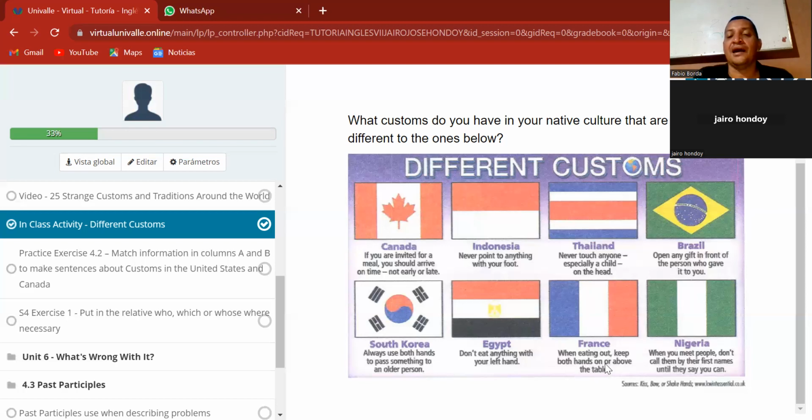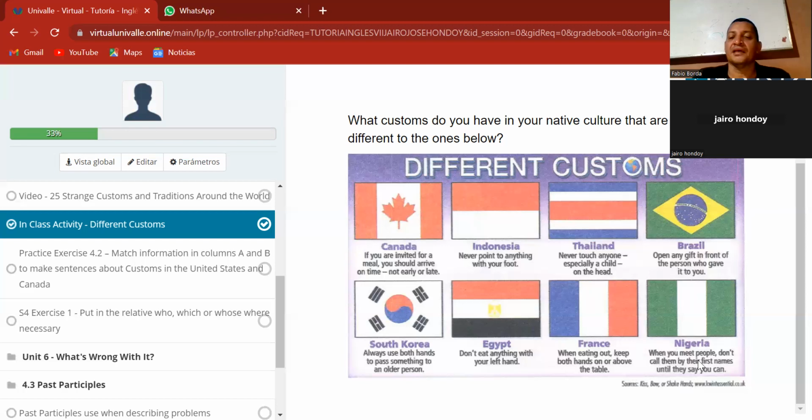When eating out, keep both hands on or above the table. This is something that happens here in Nicaragua. We put the hands on the table. Some people think that this is something impolite also.